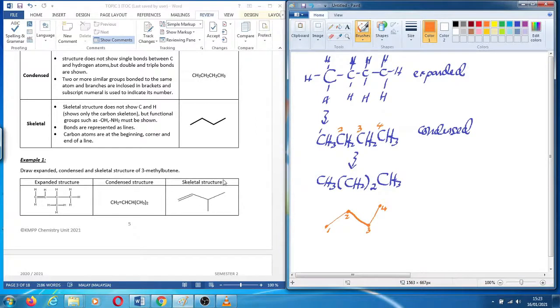And then this is the skeletal structure. 1, 2, 3, 4. At carbon 1 and 2, you have your double bond, and then you have your branch at carbon 3. This is your carbon 3.